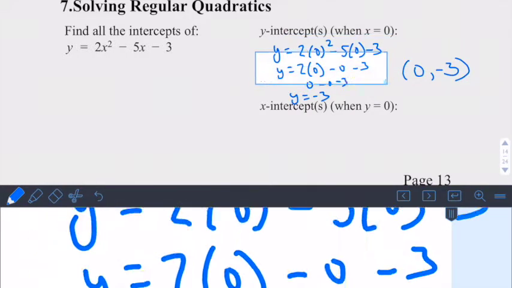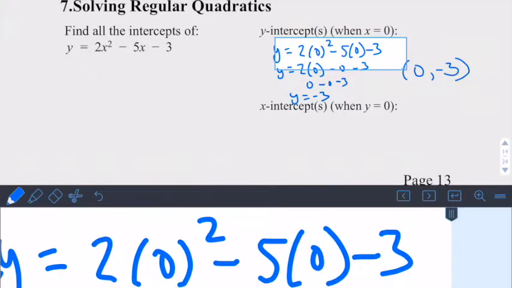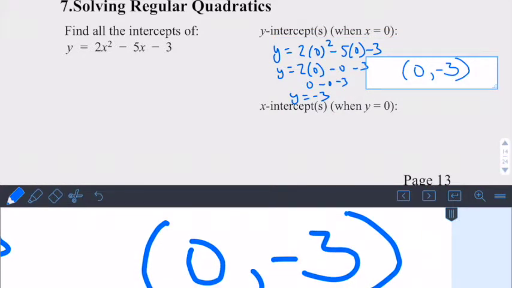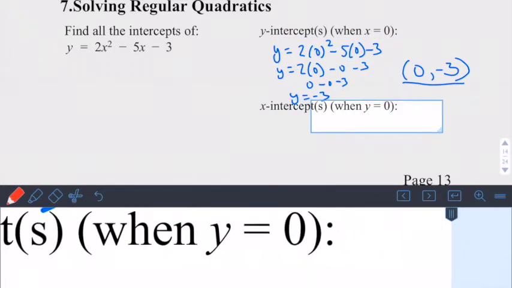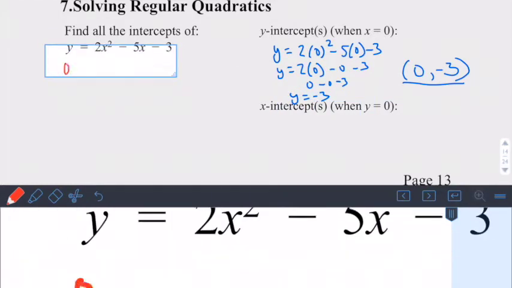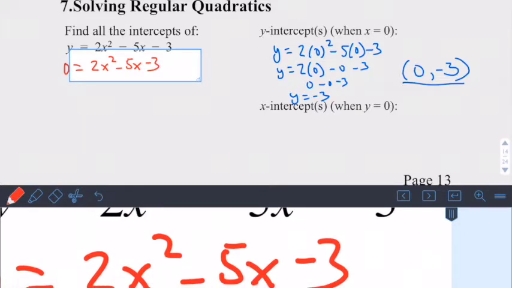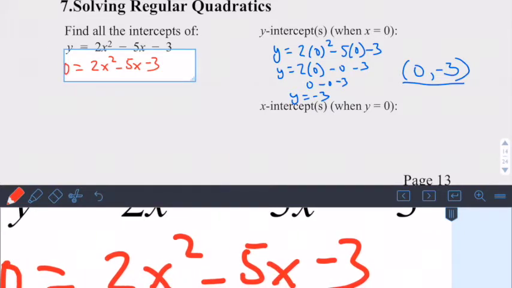Okay, if you see some of those shortcuts, go ahead and take them, but show me that plug it in. Make sure you write it as a point. Then when I find my x-intercepts, that means y equals 0. So if I make y 0, I get 2x squared minus 5x minus 3. Well, I can't solve it the way that it looks right now. I need to factor it.